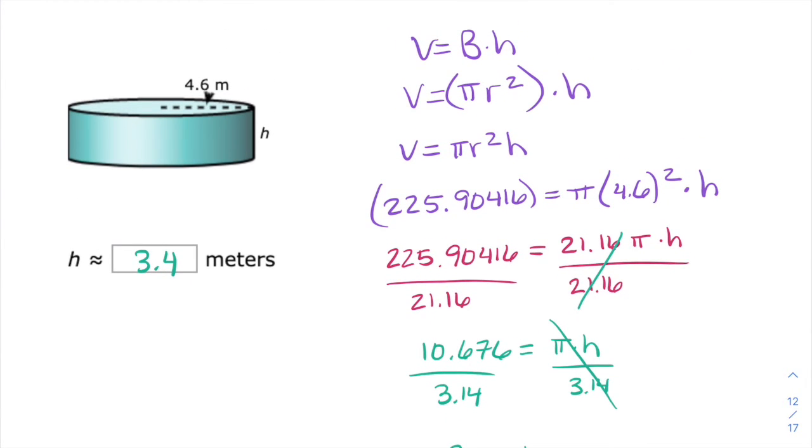Again, you could have done this in one step. What I don't want you to do is divide incorrectly. So you need to divide by both 21.16 and by pi. If you don't divide correctly, you're going to multiply it by pi, because the calculator is not going to interpret it as all being division. So you need to use your parentheses if that's the case.